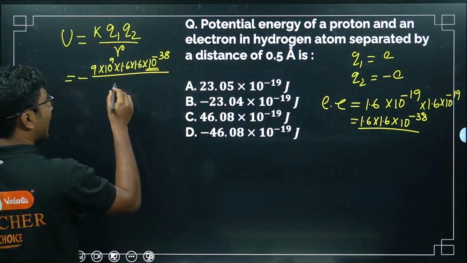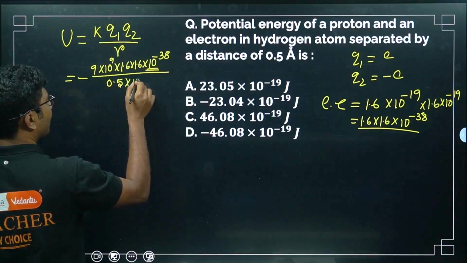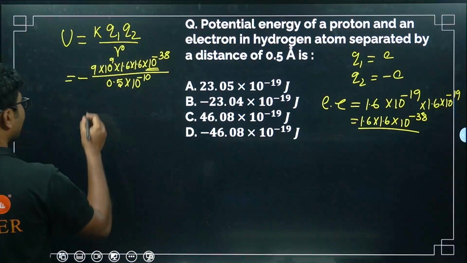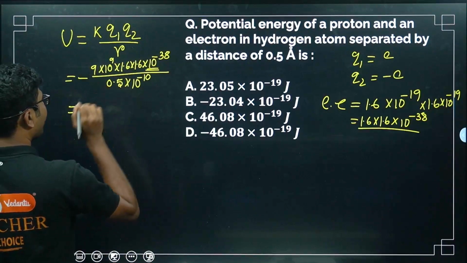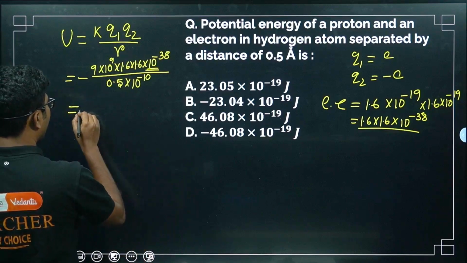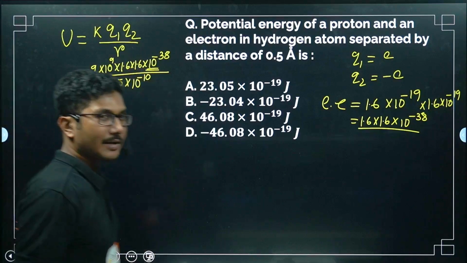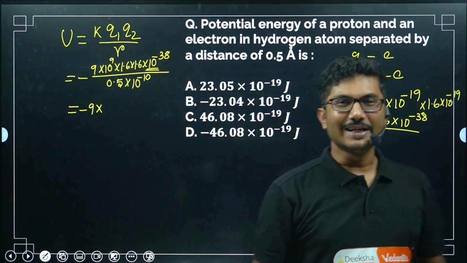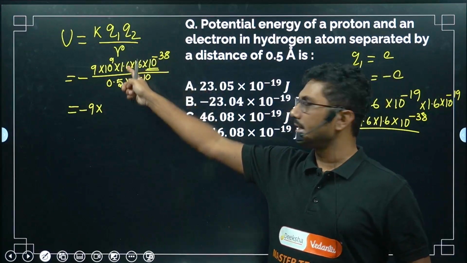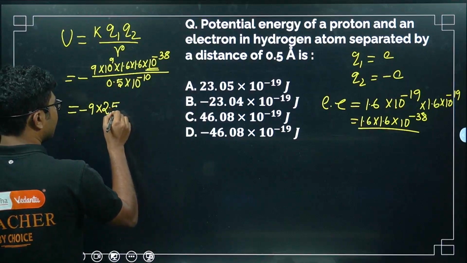So 0.5 angstrom is 0.5 times 10 to the power of minus 10. Angstrom means 10 to the power of minus 10 meter, right? Now 0.5 will go up and it will become 2. So we will write this like minus 9 times 1.6 times 1.6. So basically 16 square, and then you have to add 1 decimal, second decimal, right? So 16 square is 256.